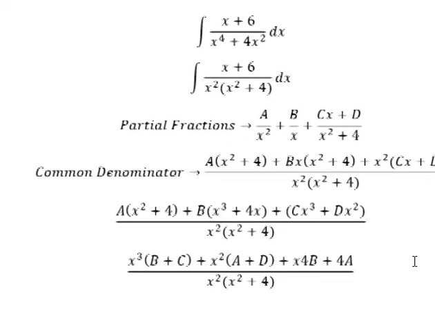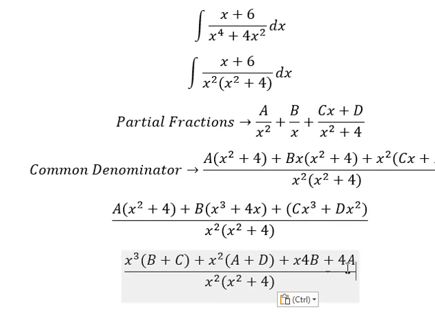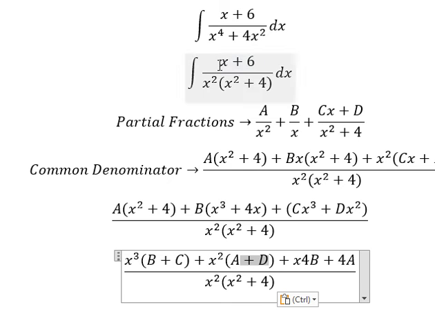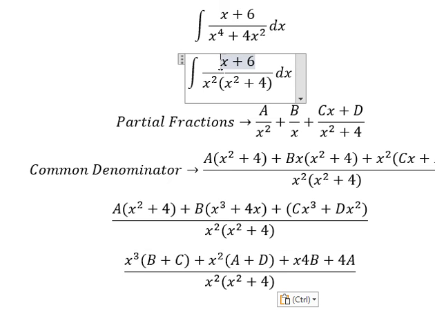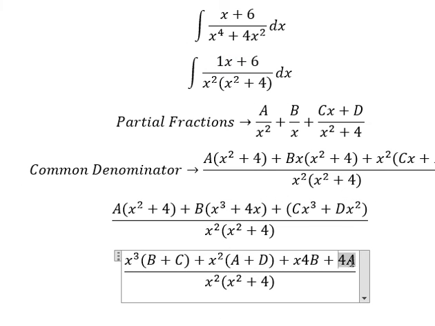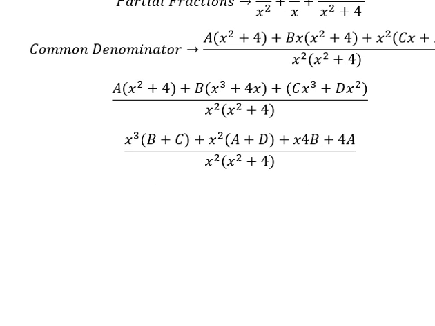Next, we need to compare coefficients. We don't have S to the power of 3 and S squared. So B plus C and A plus D equal number 0. We have S, this is about coefficient number 1. So B equals number 1. About the number, we have 4A equals number 6. And now we create the system of equations.